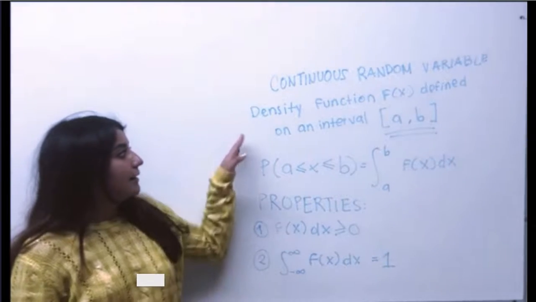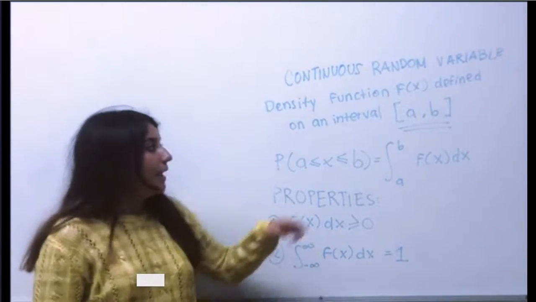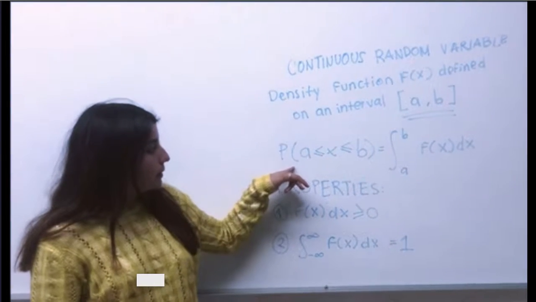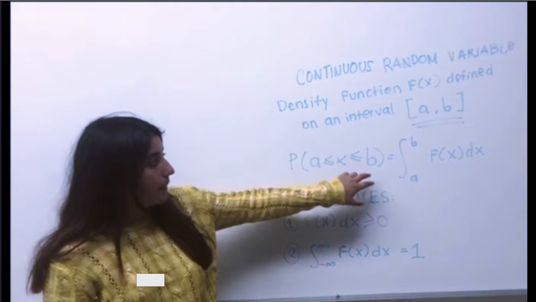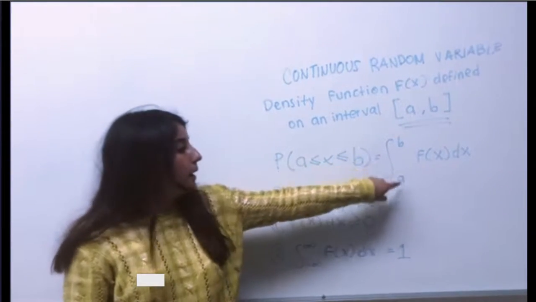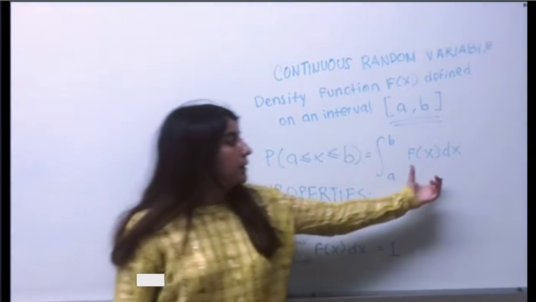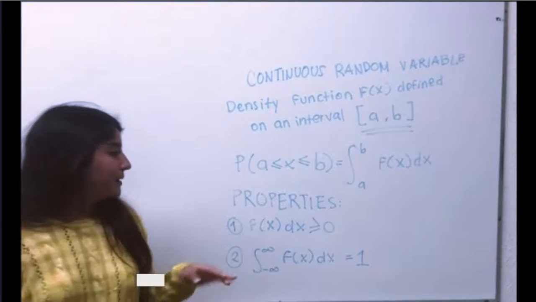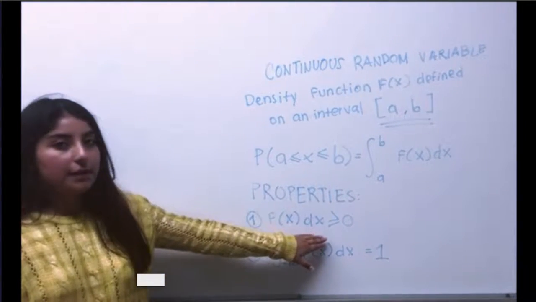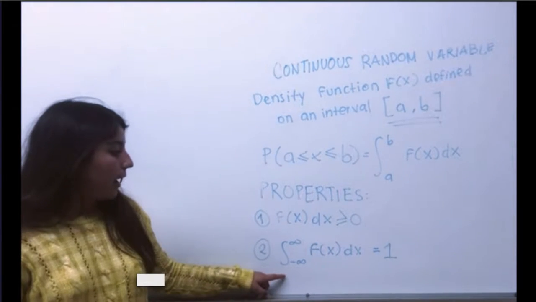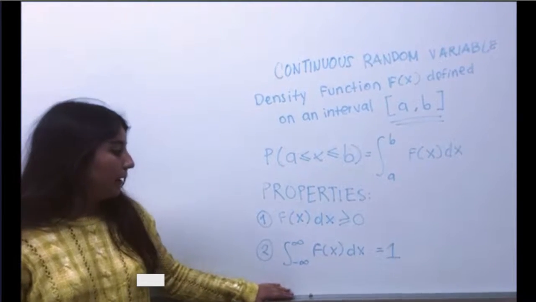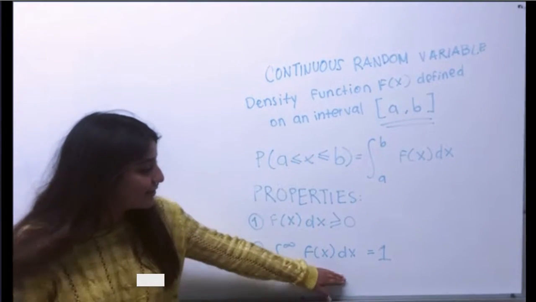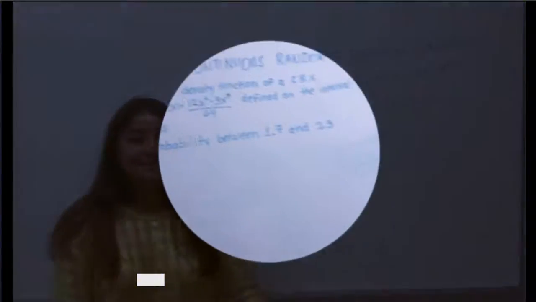When we have a density function defined on an interval A to B, we write it as the probability between A and B. B is on the top and A on the bottom, and we put the function. Then we have the properties: the result of the function is always greater than 0, and if we have an interval with infinity, we put the function and it equals 1.